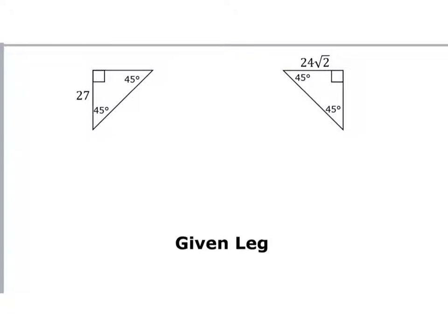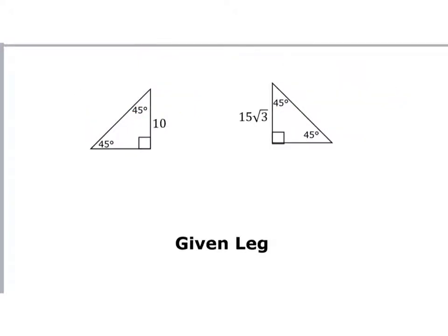So if one leg is 27, what's the other leg? 27. What's my hypotenuse? 27 square roots of 2. If one leg is 24 square roots of 2, what's the other leg? 24 square roots of 2. What's my hypotenuse? 48. Do I need to write out the work? No? Okay. If one leg is 10, what's the other leg? 10. What's the hypotenuse? 10 square roots of 2.